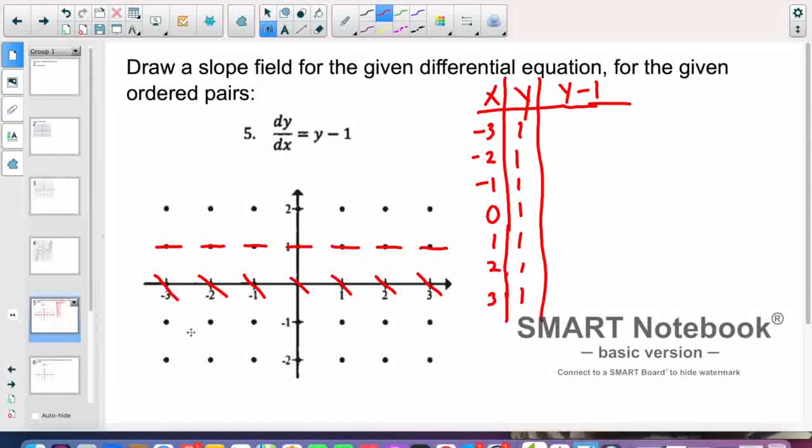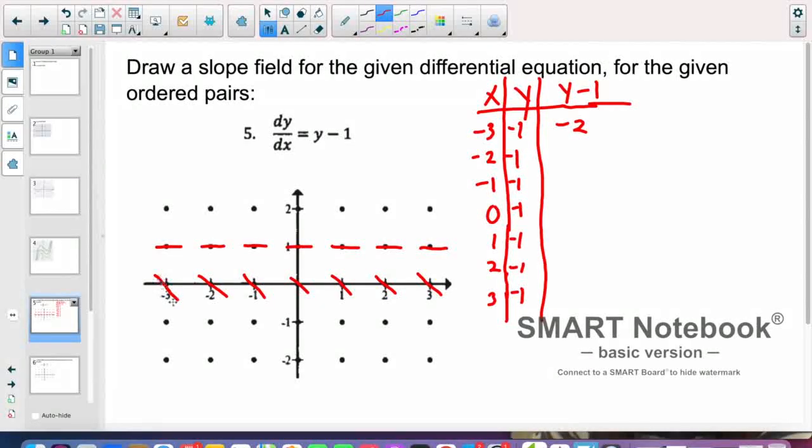I think the next line I'll do is this -1. So I'm just going to make all of these negative. And so hopefully you see what I'm doing. The slope at (-3, -1) is what I get when I plug (-3, -1) into the differential equation. Well, the only number I have to worry about is plugging in -1. -1 minus 1 is -2. So the slope of the line at (-3, -1) is -2.